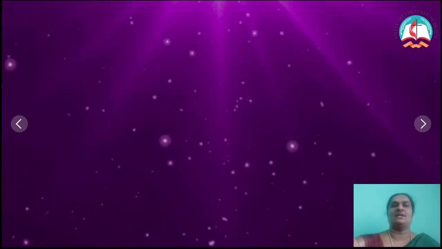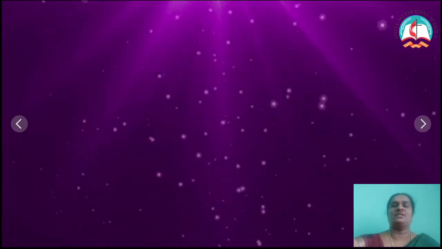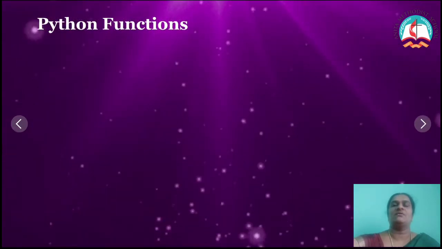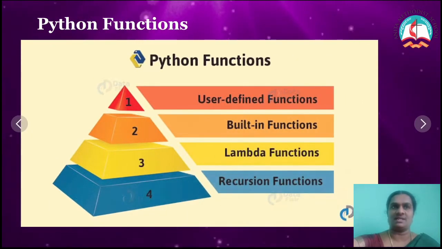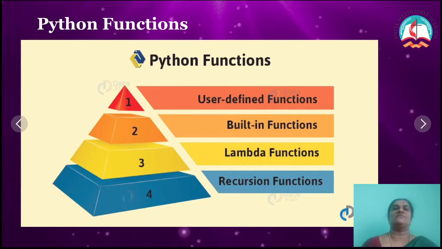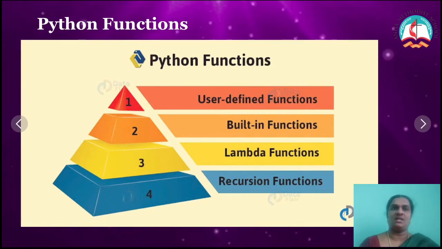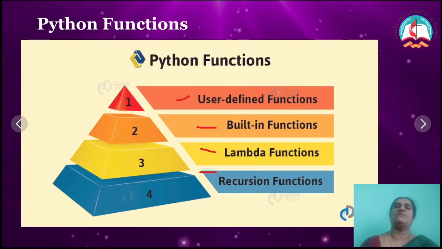Okay, so now in Python functions already we saw about 4 types of functions. Now we are going to see them in detail. Okay, so the first part is called as the user defined function. Second one is the built-in function. Third one is lambda function. And then fourth one is the recursive function. Okay, we already saw about the user defined function. So now we are going to see about built-in, lambda, and then the recursive function.